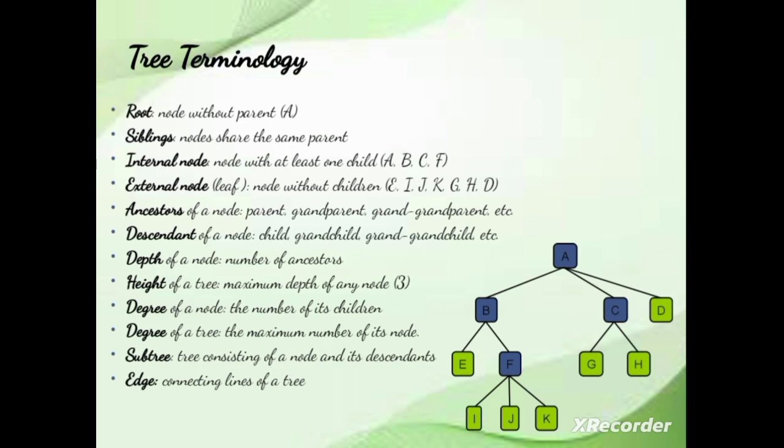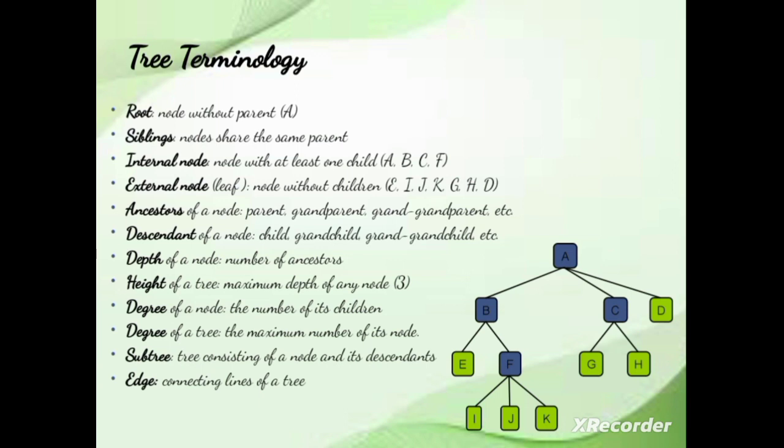Internal node: node with at least one child, A, B, C, and F. An internal node is a node that has at least one child. Nodes A, B, C, and F are internal nodes in this context. External node or leaf: node without children. E, I, J, K, G, H, and D. An external node or leaf is a node without any children. Nodes E, I, J, K, G, H, and D are examples of external nodes in the tree.